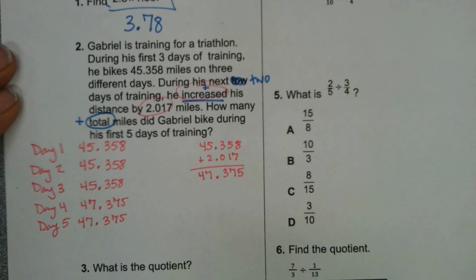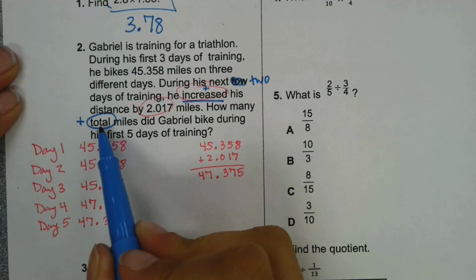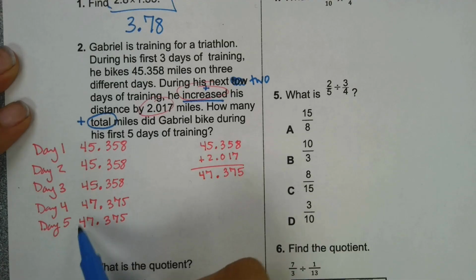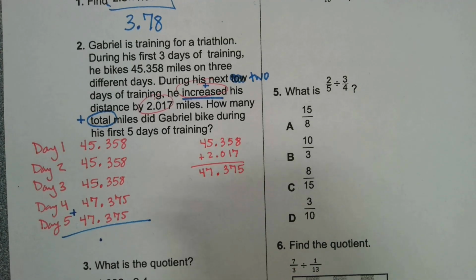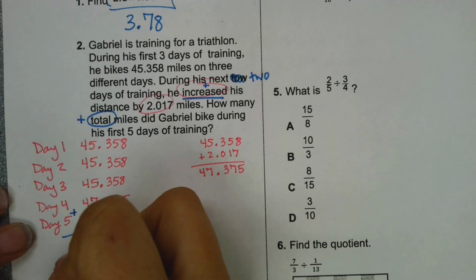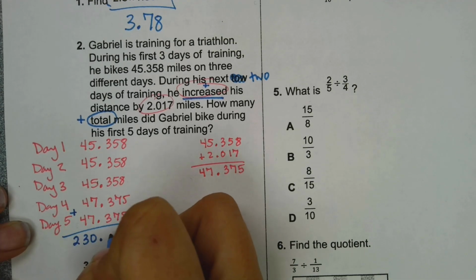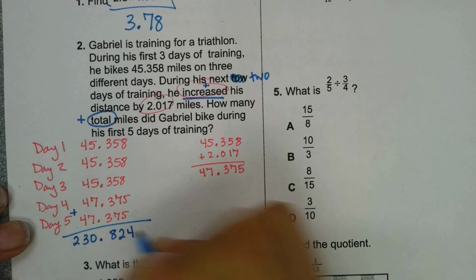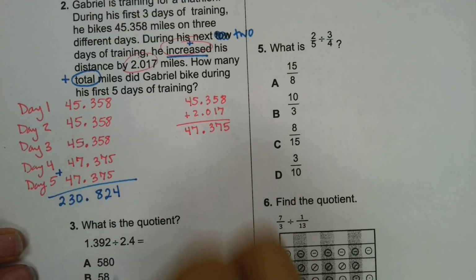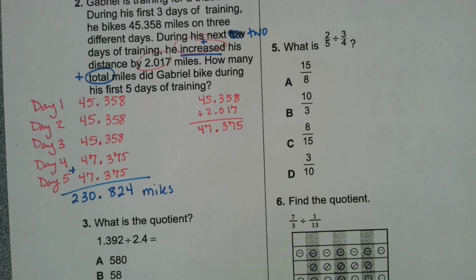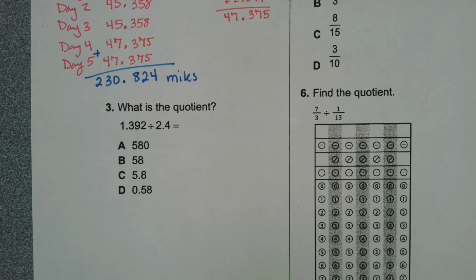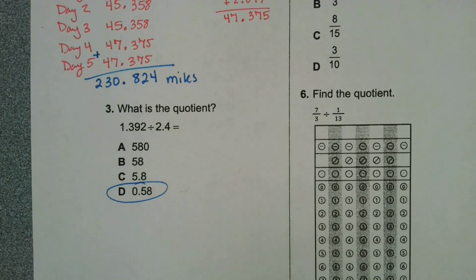Okay. And then total miles for the whole 5 days means I need to add up everything. And you can do that by hand or with your calculator if you're careful. And I got 230.824, and that was miles. So that's how far he rode totally for the 5 days. Number 3 was just type it into your calculator, division of decimals.